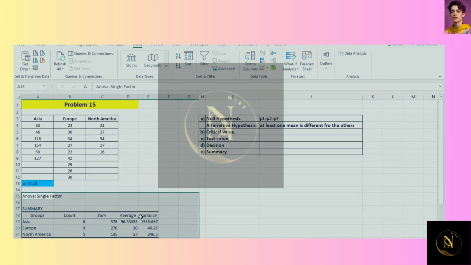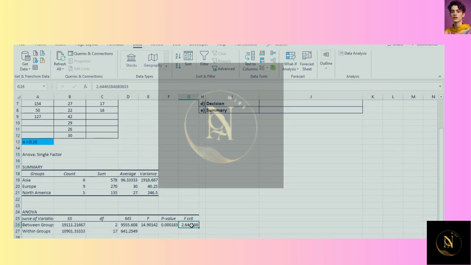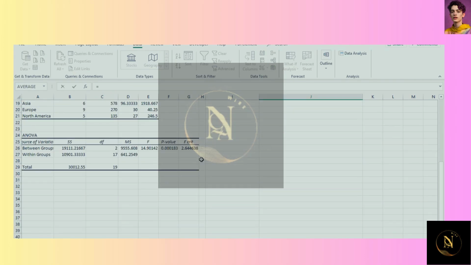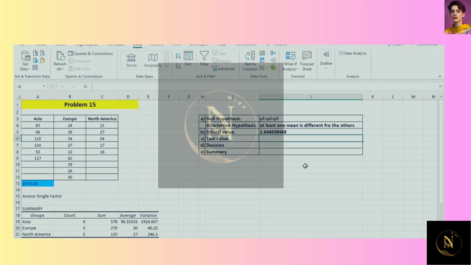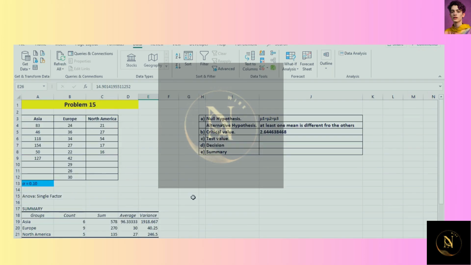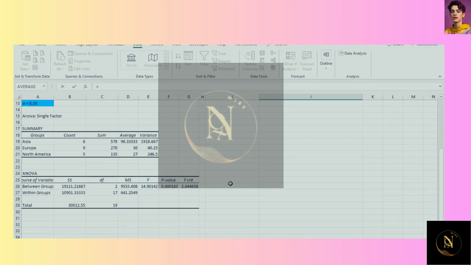And now that we've done that, we can find the critical value here. That's 2.64 is the critical value. And the test value is the calculated value of F, which is obtained from dividing the mean square for factor by the mean square for error. And in this case, it is 14.9. That's the calculated value of F.